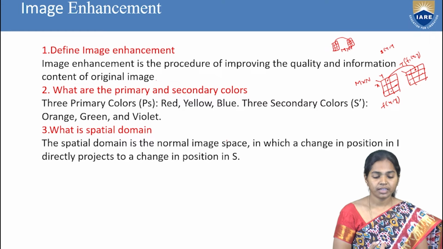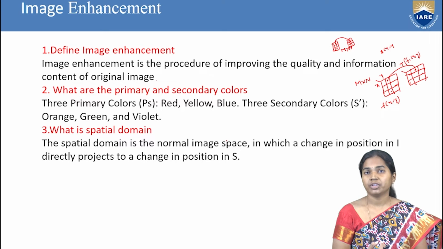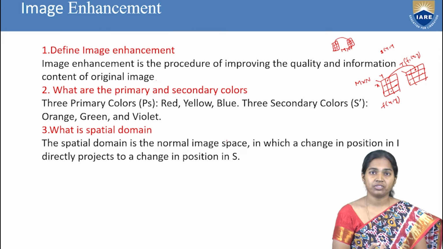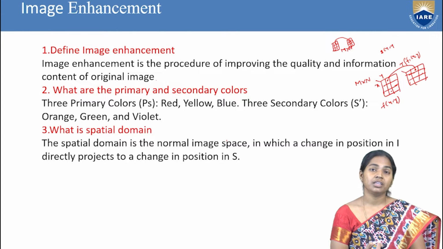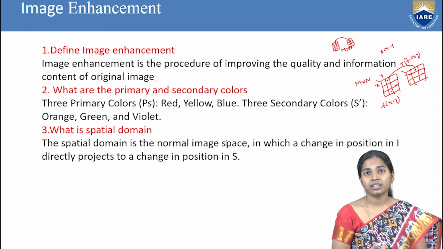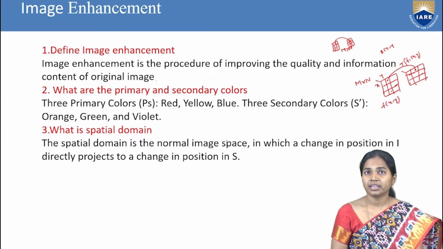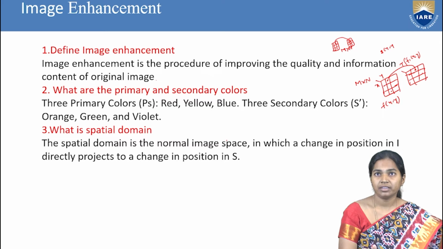The second one is, what are the primary and secondary colors? When we go for image processing, first we need an image. In that we have color images and black and white images. In a black and white image we have black and white colors only. The black color is represented with gray level 0, and the white color with gray level 1. Primary colors are red, yellow, blue, and the secondary colors are orange, green, and violet.